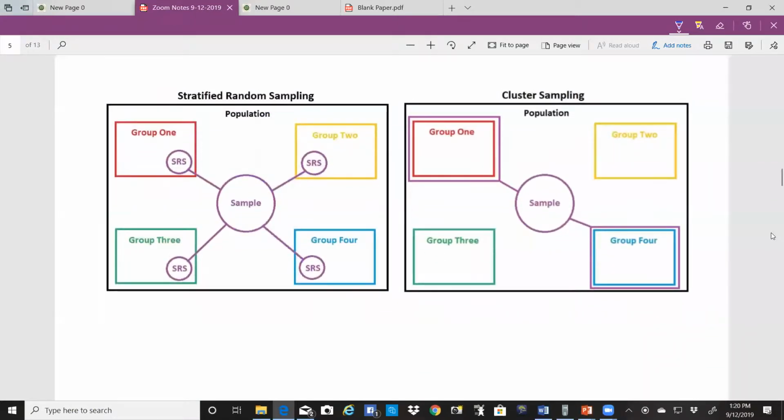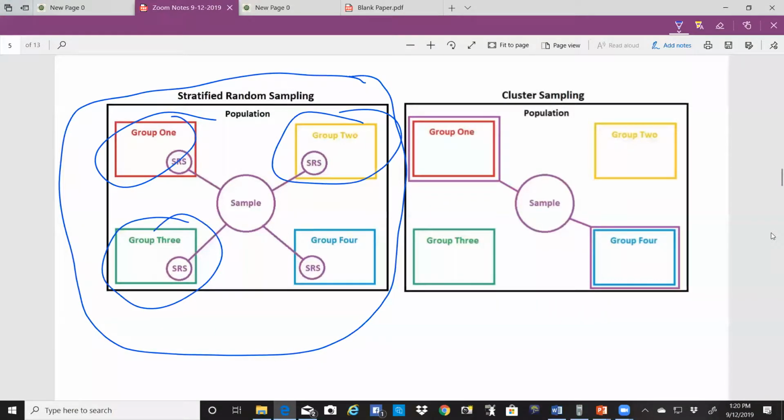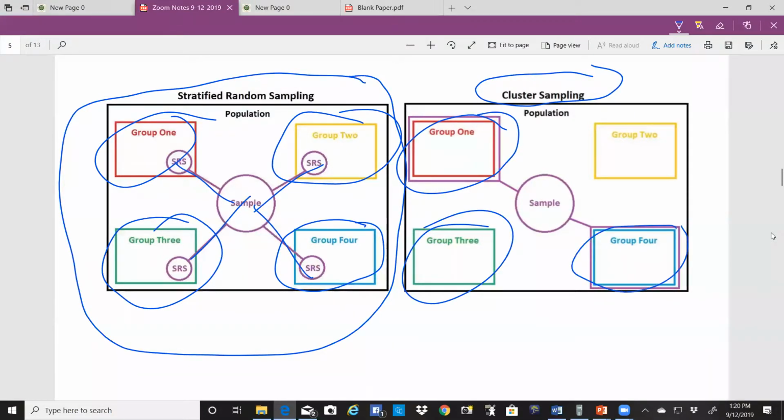Let's look at stratified sampling. You divide the population into, say, 4 subgroups, and you take samples from each one of them. You don't neglect any one of the subgroups. In cluster sampling, you may be divided into 4 groups, but you only take samples from, say, 2, or a subset.